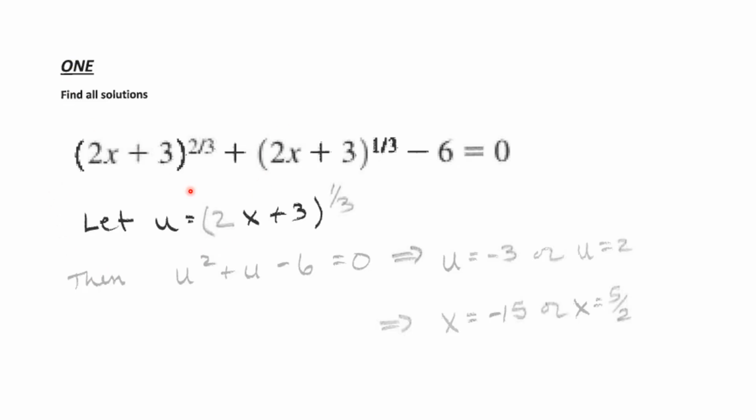Problem number 1, you were to find all solutions. This was a substitution problem. You let u equal (2x plus 3) to the 1/3. That means that you'd have u squared plus u minus 6 equals 0. This factors, and you find that u is equal to -3 or u is equal to 2. And when you invert the substitution, you'll find that x is minus 15 or x is 5/2.